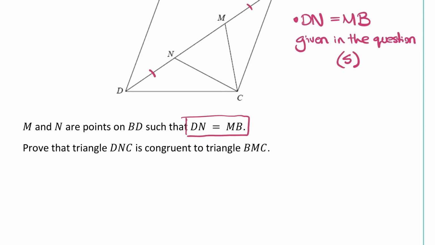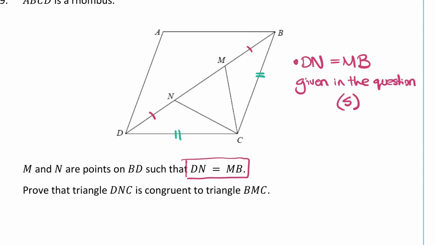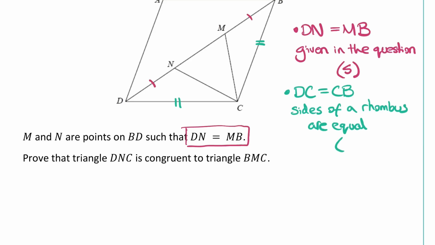DC and CB, if I highlight that with different colours, let's just do it in different colours, there we go. They are sides of a rhombus. It says it's a rhombus. And a rhombus, all of those outside sides are the same length. So that's another side as well. So I can say DC equals CB. And the reason for that, I guess we would say sides of a rhombus are equal. There we go. And that is a side.